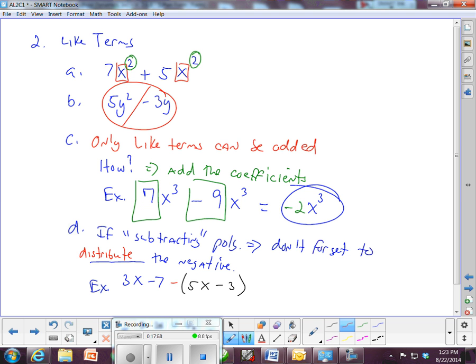Don't forget to distribute the negative. So remember, this negative gets distributed to both. Now we can add up our like terms. So you end up with a positive 3x and a negative 5x. A positive 3 of them and a negative 5 of them leaves you a negative 2 of them.